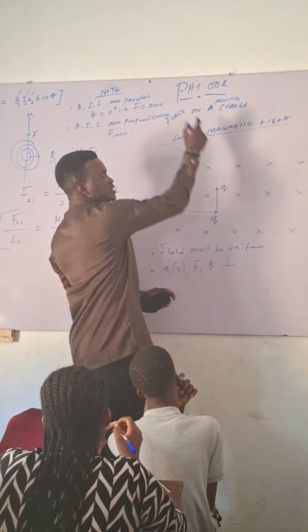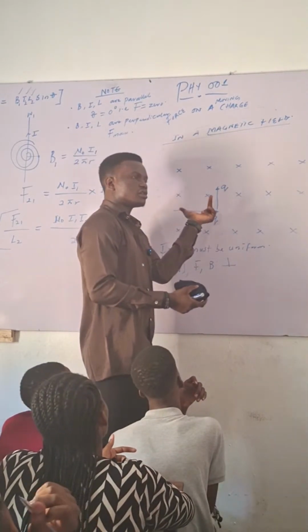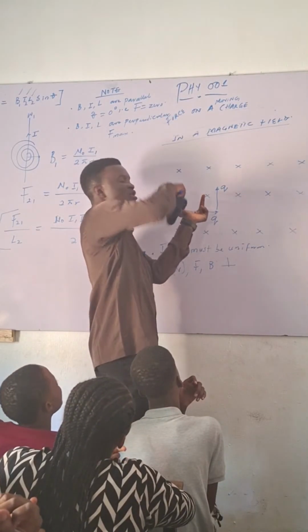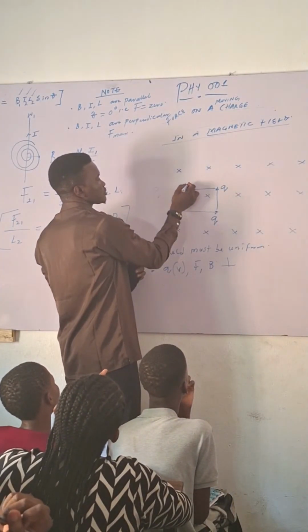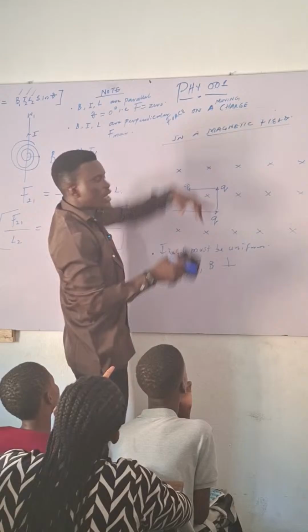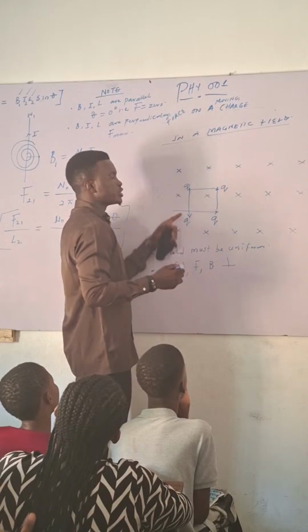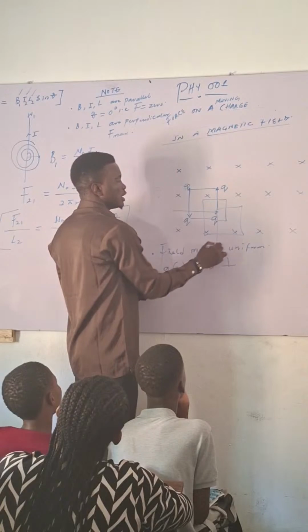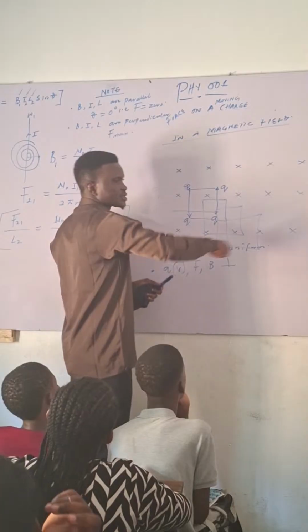Now that it's moving in this direction, what will you experience again? You do your left hand again. Now, your thumb will point this way because this is the direction of the charge now. The field is still inside. Then it's pointing this way. Then it will also move out like this. You also do your hand again. It's coming down. So you notice something. If you continue, this guy will continue to be going up, down, up, down, up, down, like in a spiral manner. It will continue to move like that.